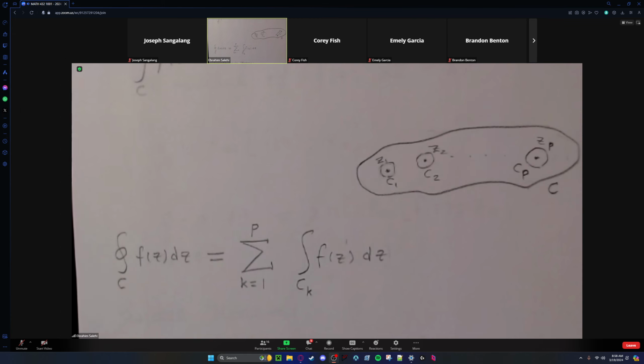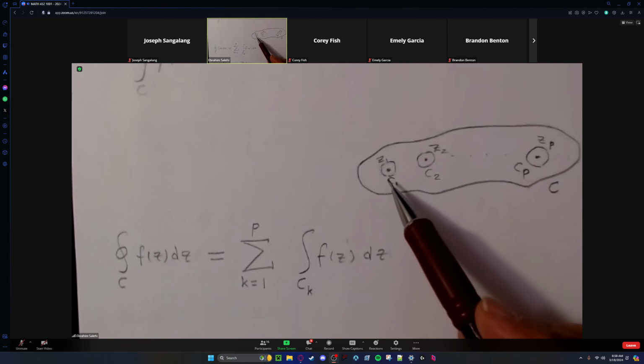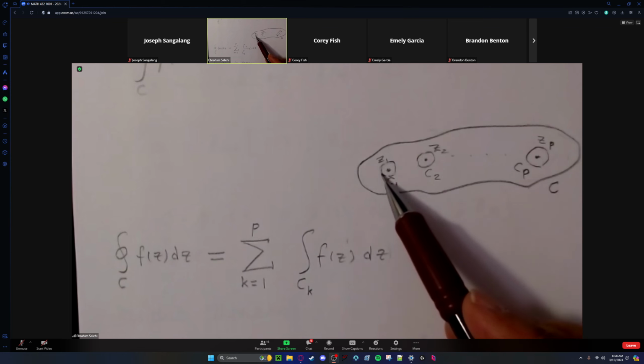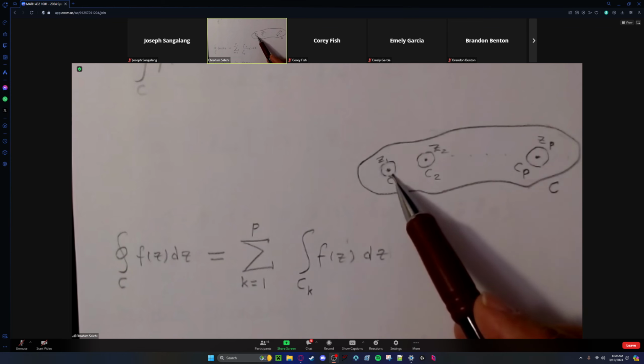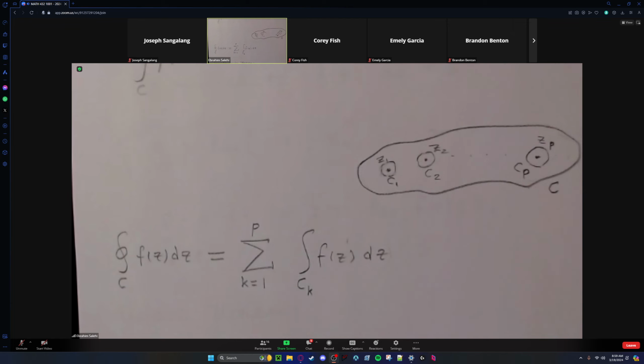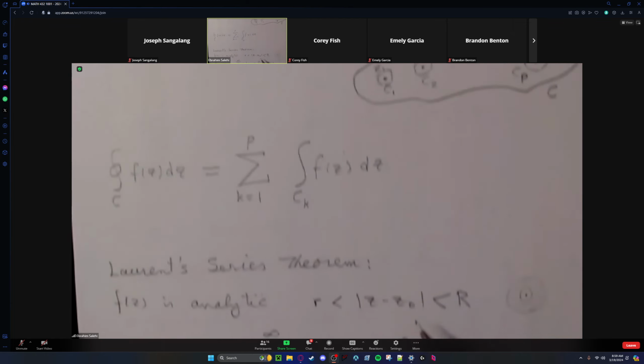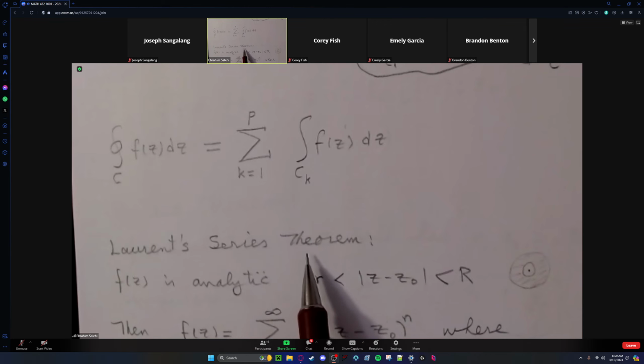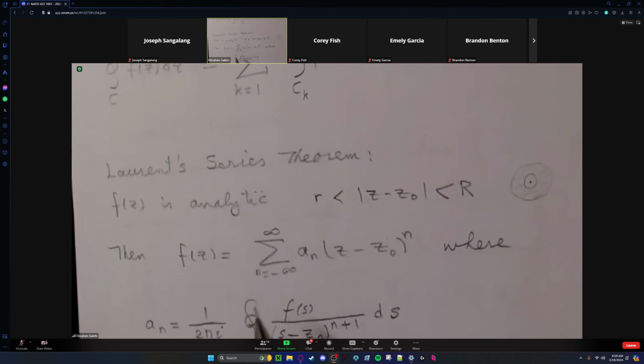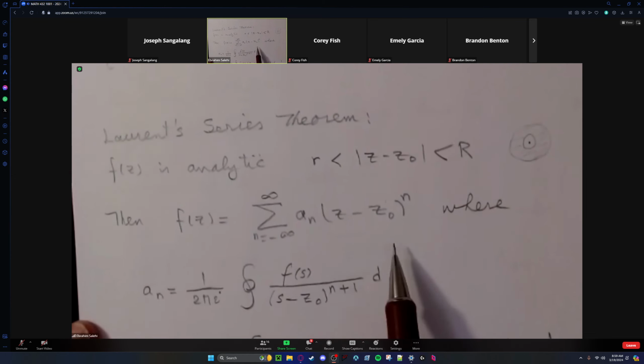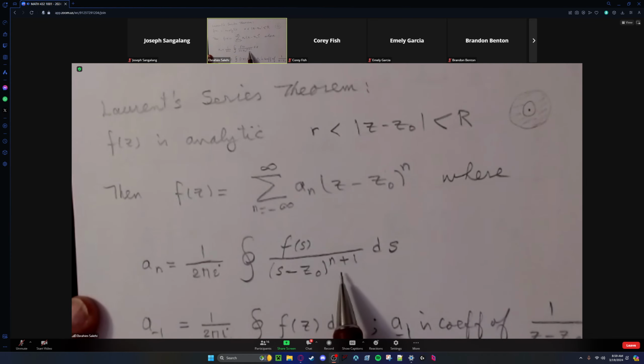Remember that Cauchy theorem. When it comes to integrating over each one of these, we use the residue theorem because the Laurent series says this is the expansion, this is a_n, and when n is -1, a_-1 is right here. And this is what we need.